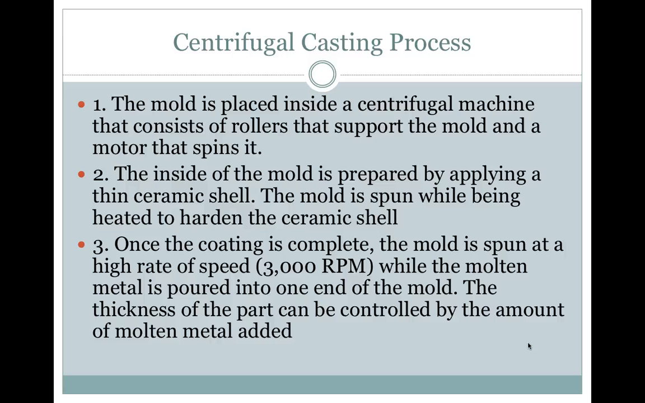Step 3. Once the coating is complete, the mold is spun at a high rate of speed, over 3,000 revolutions per minute, while the molten metal is poured into one end of the mold. The thickness of the part can be controlled by the amount of molten metal added.